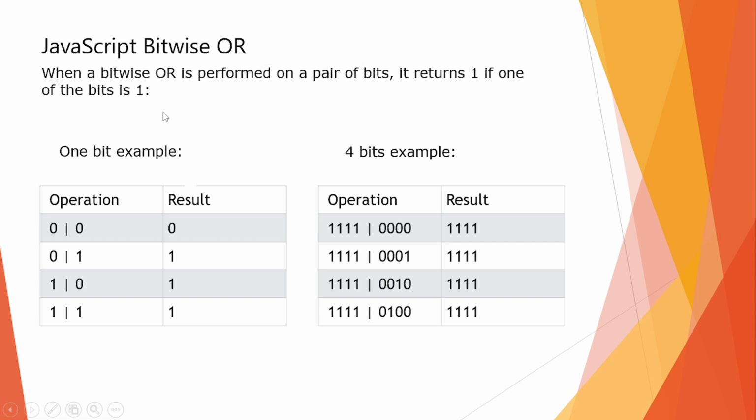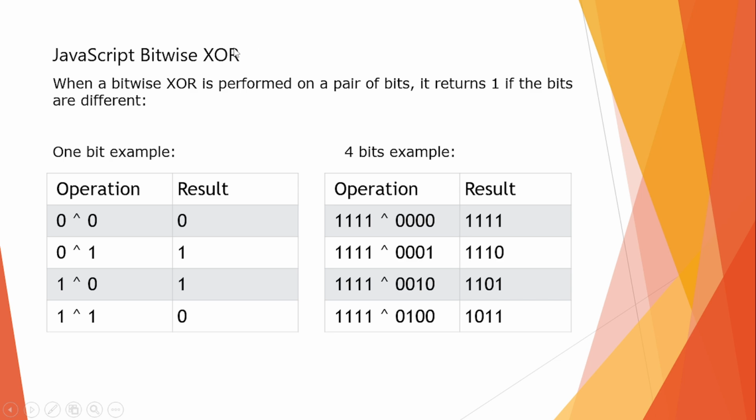JavaScript bitwise OR. When a bitwise OR is performed on a pair of bits, it returns 1 if one of the bits is 1. Here, if either is 1, then it will return 1. In this case there is no 1, so it will return 0. In this case there is a 1, so it will return 1, and there is also 1 1, so it will also return 1. We require only one 1. If there is more than one, that is fine, but we require at least one 1.